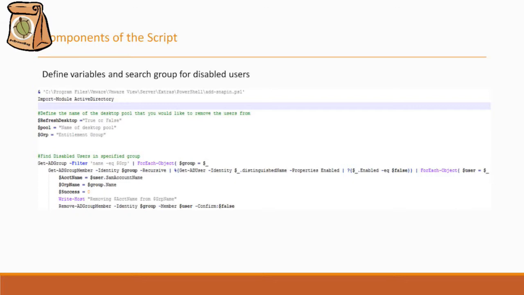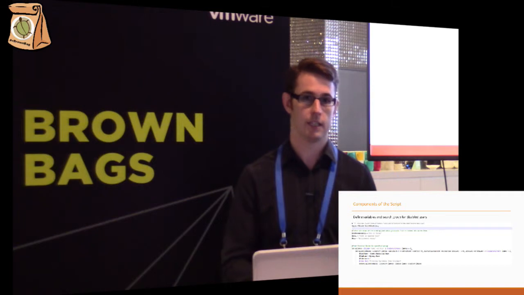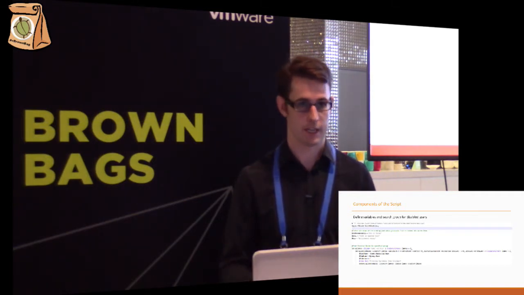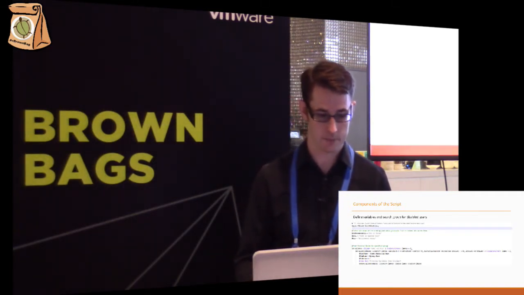The next variable that you need to set is the pool. This is the pool that you want to look for those assigned users. And the final one, the group, this is the entitlement group you're using, so the security group within AD that you use to actually check for disabled accounts.